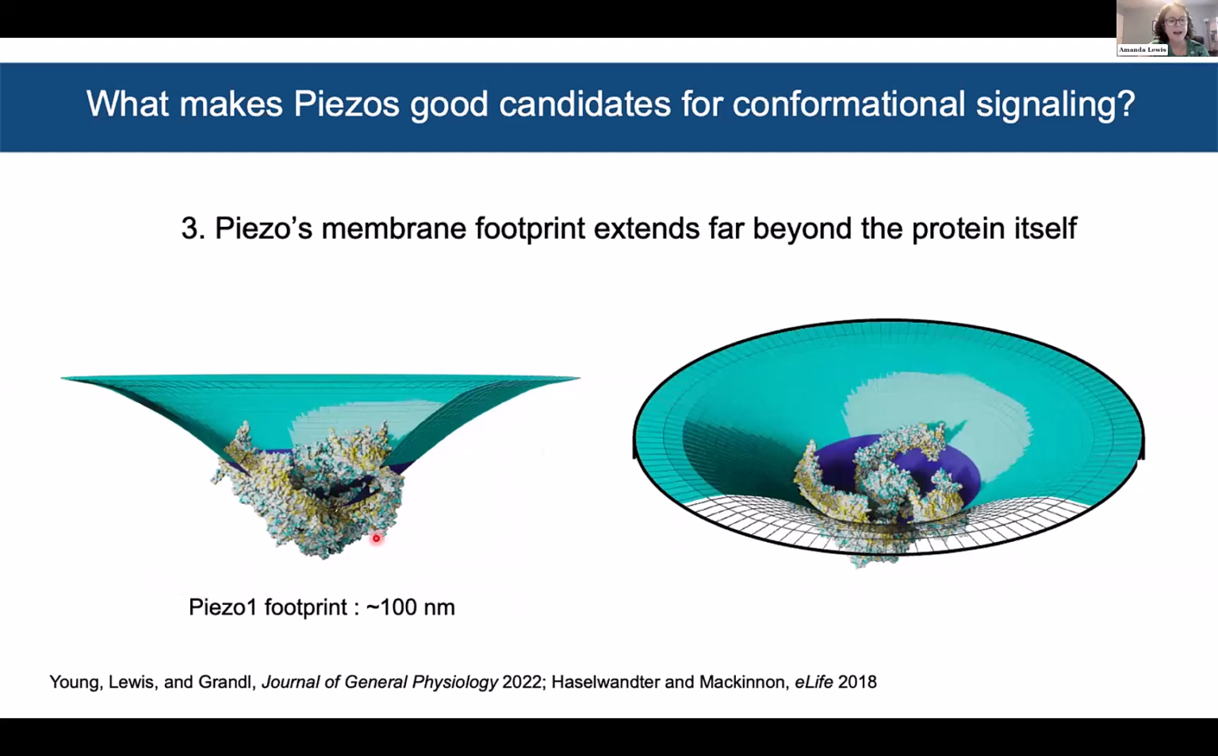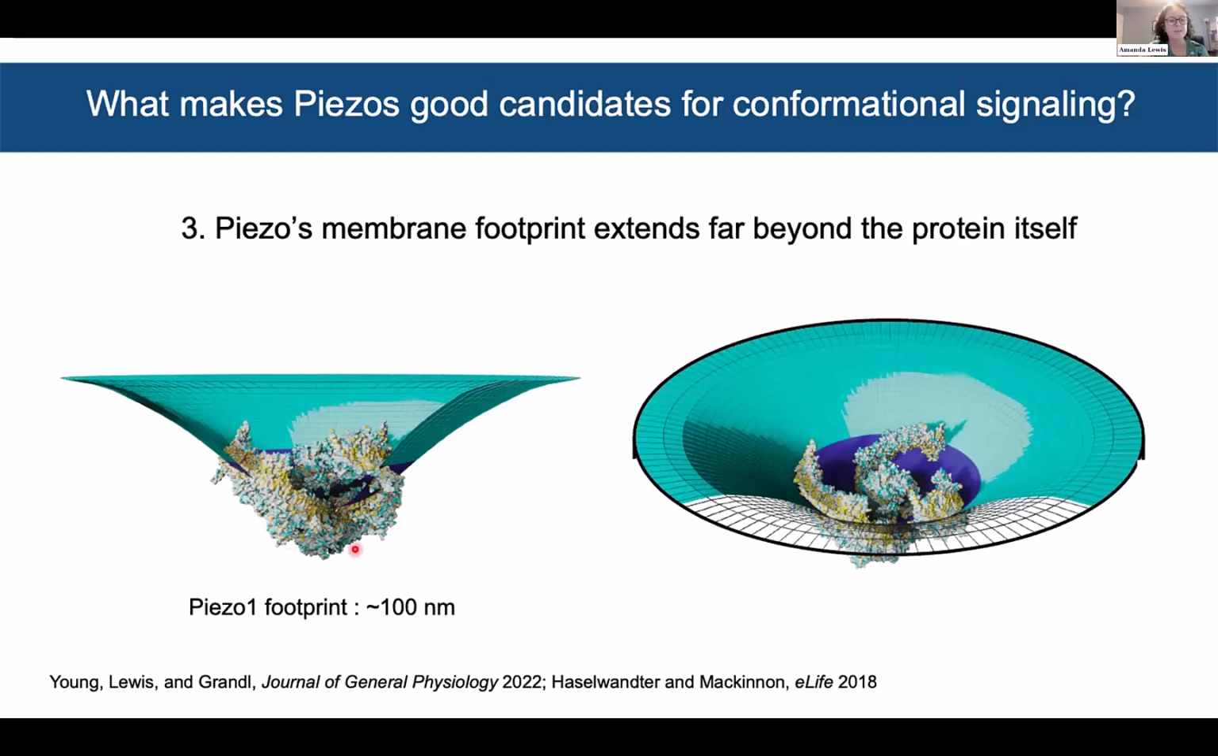Now, additionally, the highly curved conformation of Piezo ion channels at rest, or in their closed state, actually has implications on the membrane far beyond where the membrane actually makes contact with the protein. This is referred to in work by the Hasselwander and MacKinnon labs as Piezo's extended membrane footprint. So this idea that there's an energetic cost to this high curvature of the membrane, and that this curvature also extends far beyond the boundary of the channel itself.